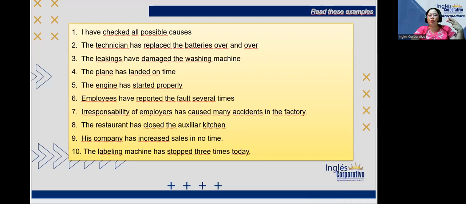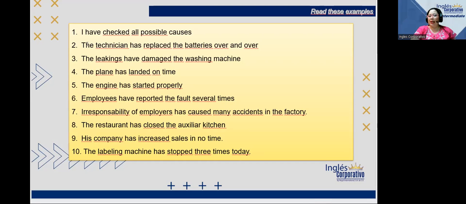And we have to be careful with the form of the verb we are using. Remember, we have regular verbs, irregular verbs. The regular end with ed. Let's consider that we need to care about the spelling rules and the pronunciation rules.